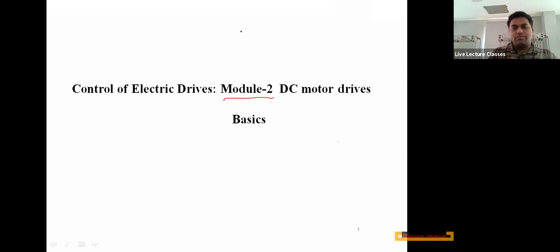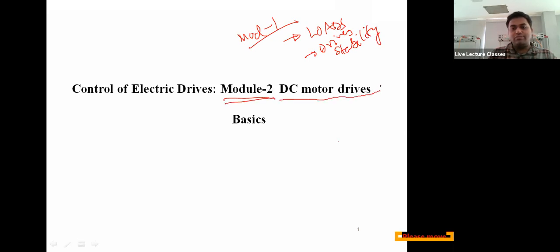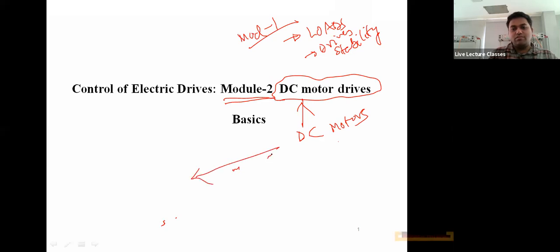Module 1 was actually on the types of loads and whether the drives are stable or not. So drive stability was there and all. And now module 2 will deal with DC motor drives, that is, the drives concerned with the running of DC motors. See, any drive, whether it is AC or DC, will have to perform 3 things in common. Can you tell those 3 things?